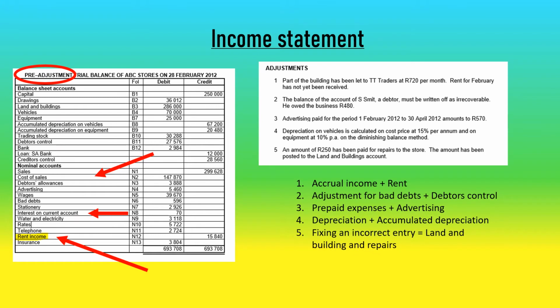It says part of the building has been let to TT Traders at 720 per month. Rent for February has not yet been received. Remember now, this is an accrual income. It's money you were expected to receive for this year, but you have not yet received, and your rent account. So these will be the 2 accounts that are affected.